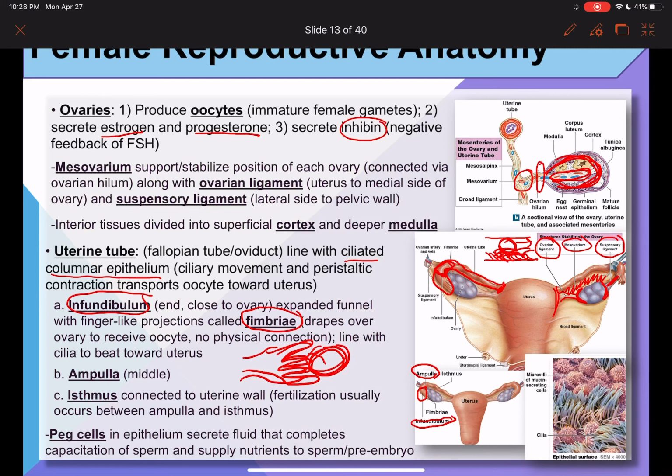And the last region is called the isthmus, which is this whole part of the oviduct. That isthmus part is what connects the oviduct to the uterine wall.